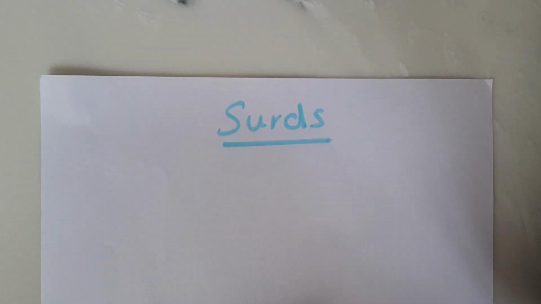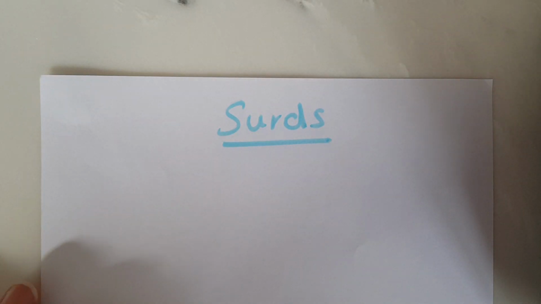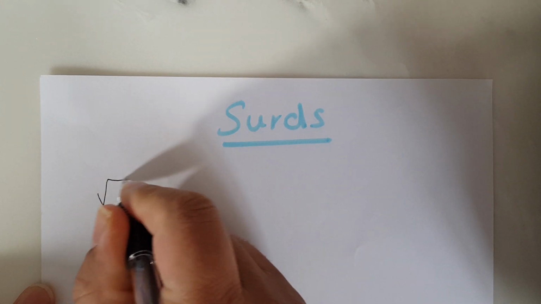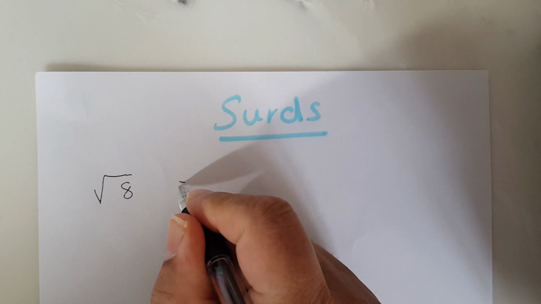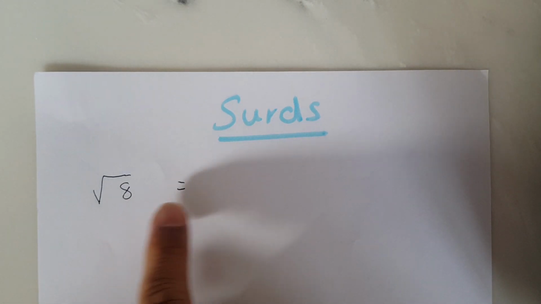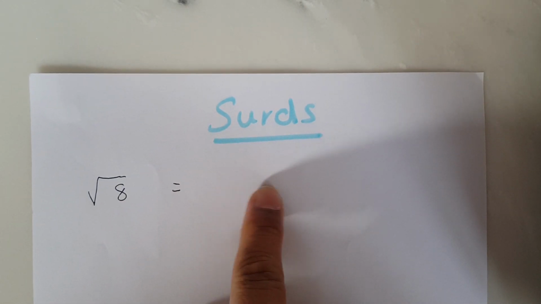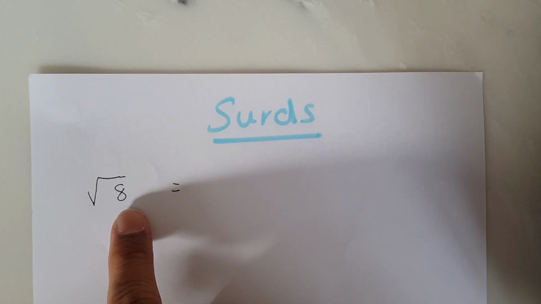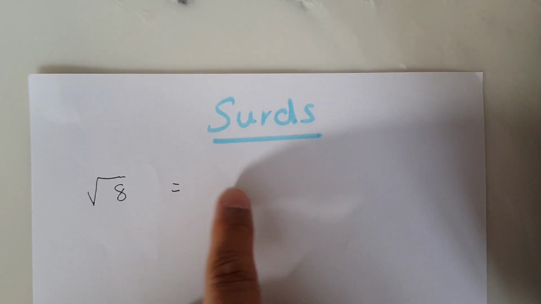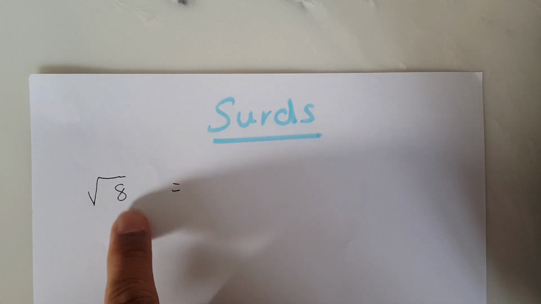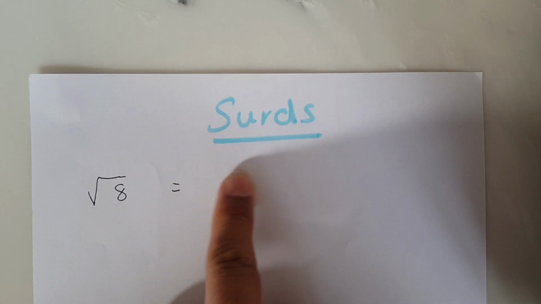Now, I'll show you what a surd is. We'll do an example: square root of 8. That's definitely a surd, because when you square root that, you won't get a whole number. You haven't got two numbers the same which make 8. 1 times 1 is 1, 2 times 2 is 4, 3 times 3 is 9, 4 times 4 is 16. No. That's definitely a surd. You will not get a whole number.